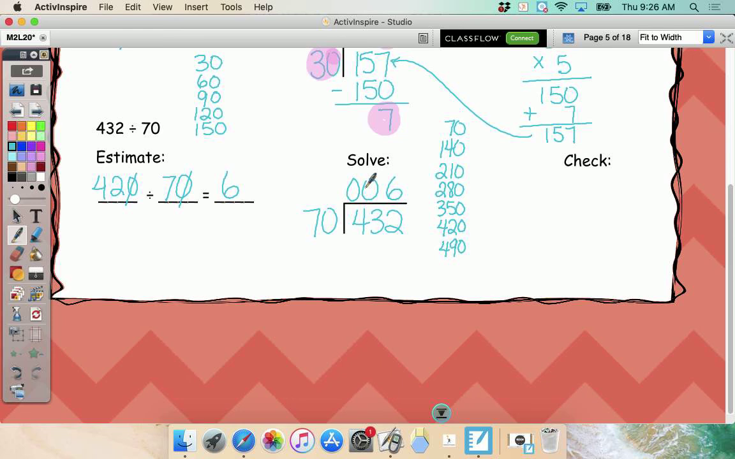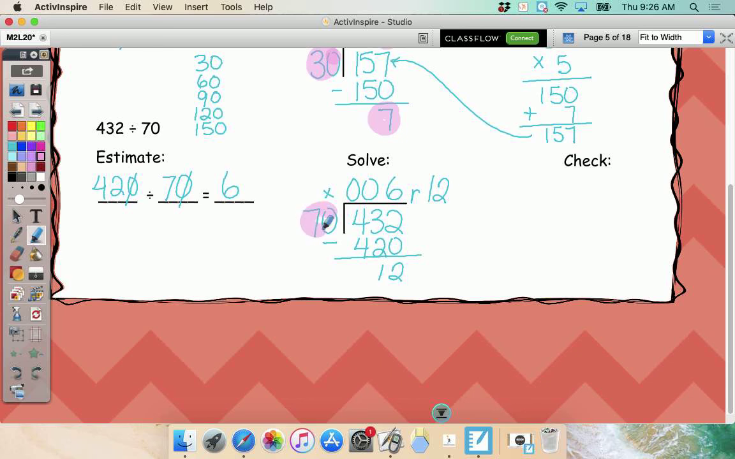All right, so after I divide, what do I do? Multiply. What do I multiply? 76. What's the answer? 420. Okay. After I multiply, what do I do? Subtract. What do I have here? 12. Okay, after I subtract, what do I do? Is 12 less than 70? Yes. Okay. So that will work as my remainder. And starting today, if I forget the lowercase r, just kindly remind me that I decided to change it, okay?